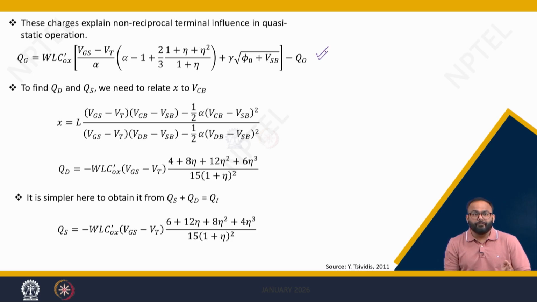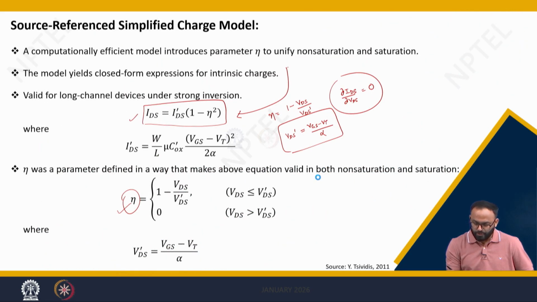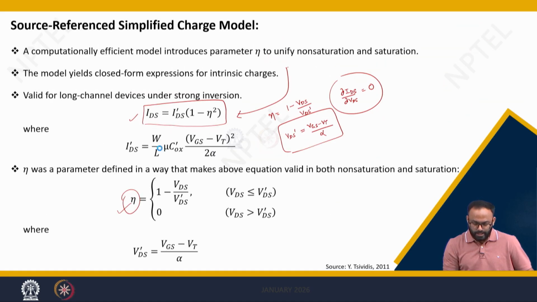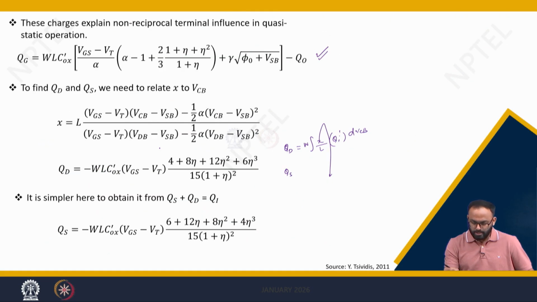Now, to calculate the fictitious charges which we defined as Qd and Qs, you need to do the integration, by keeping x value, right, by L into Qi dash dV Cb. So when you put x you need to again go back and use the value of x which we have derived here, right. When you solve this integration, ultimately you will get these equations which actually tell you the significance of this charge in terms of terminal voltages.